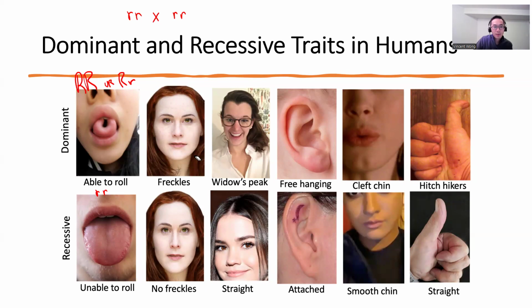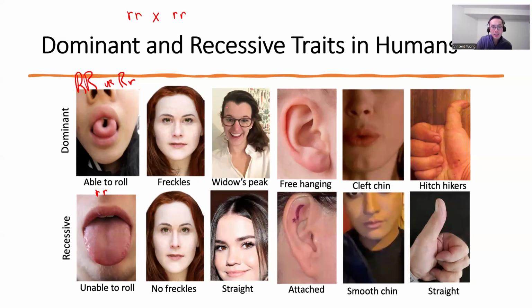We have someone with freckles. Freckles are the little spots on the face. This is probably Photoshop, but this looks like the same person, unless they are siblings or something. This one has no freckles. No freckles is recessive. So again, if both of the parents don't have freckles, then the kid is not going to have freckles.